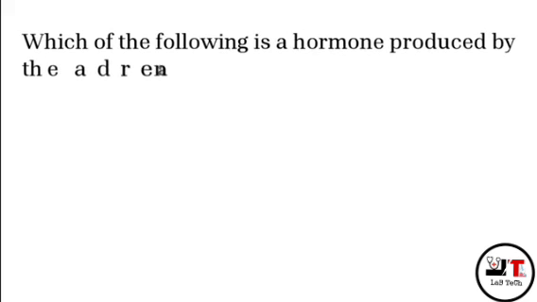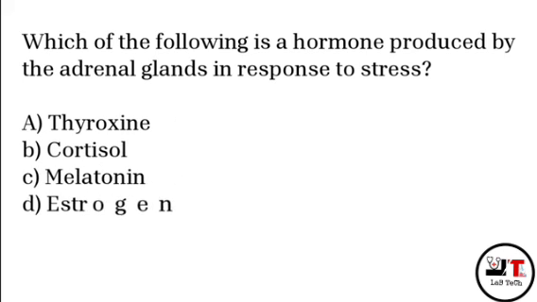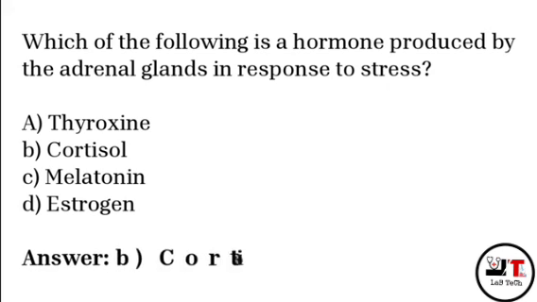Which of the following is a hormone produced by the adrenal glands in response to stress? Thyroxine, cortisol, melatonin, estrogen. So the correct answer is option B. Cortisol hormone is produced by the adrenal gland in response to stress.